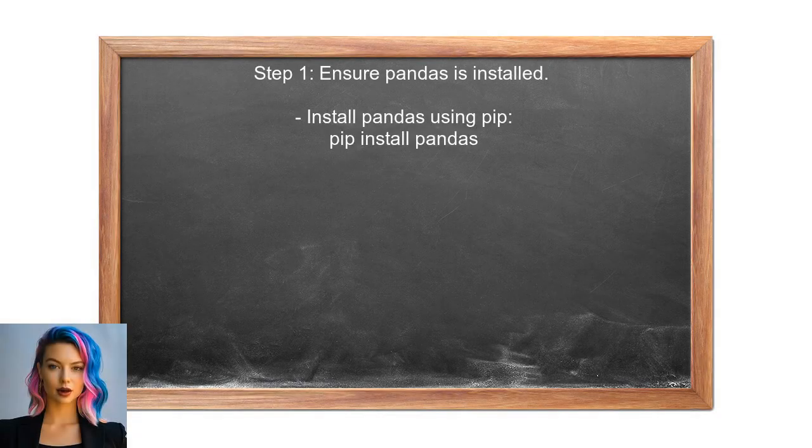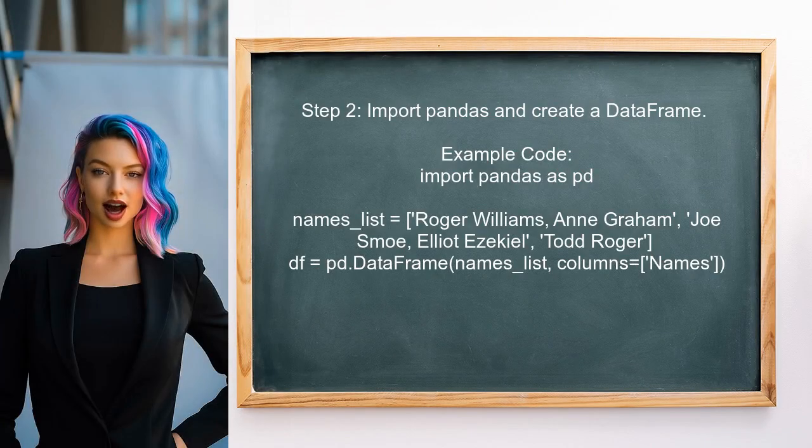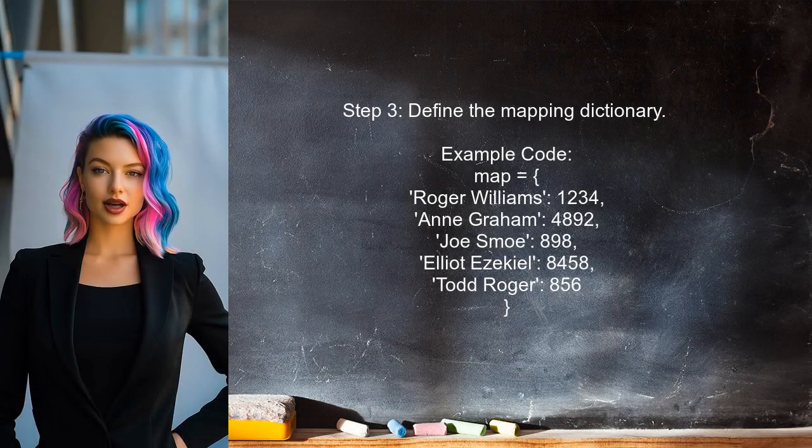To begin solving this problem, the user should first ensure they have the Pandas library installed. If it's not installed, they can do this using the pip package manager. Next, the user needs to import the Pandas library and create a data frame from the provided list of names. This will allow them to work with the data more easily. Now, the user should define the mapping dictionary that contains the user IDs associated with each name. This dictionary will be used to map the names to their corresponding user IDs.